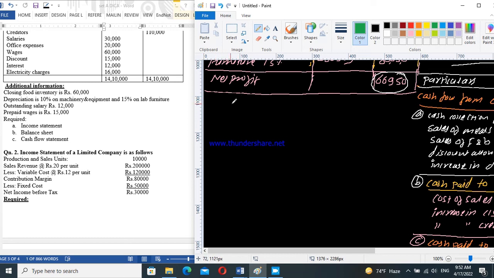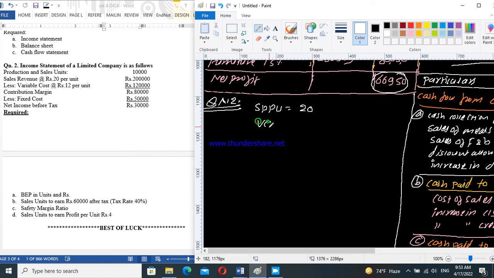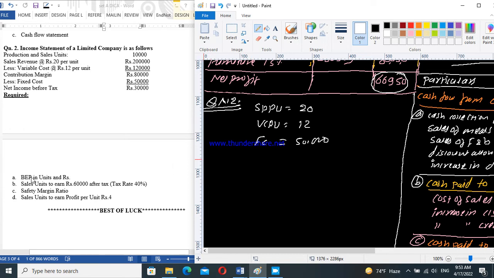Question number 2. This is also a long question. This requires the break-even points. Now SPPU is equal to 20, BCPU is equal to 12, and fixed cost FC we have 50,000, and net profit is not required. First requirement is cash BEP in units and BEP in RS.